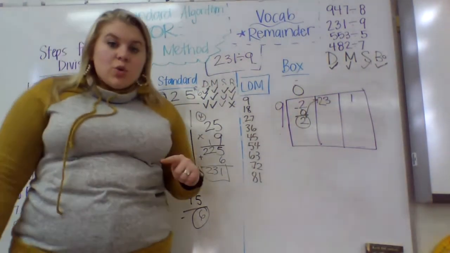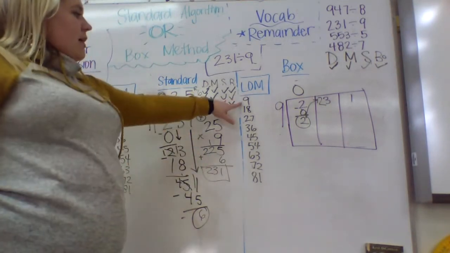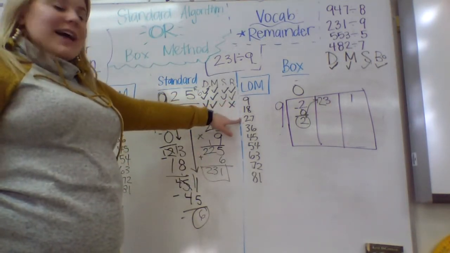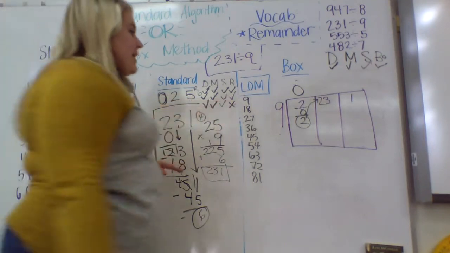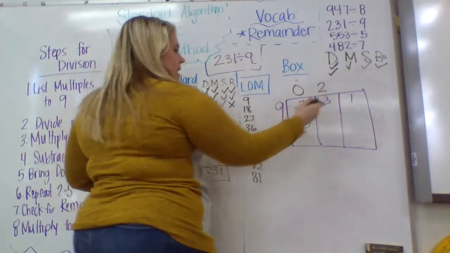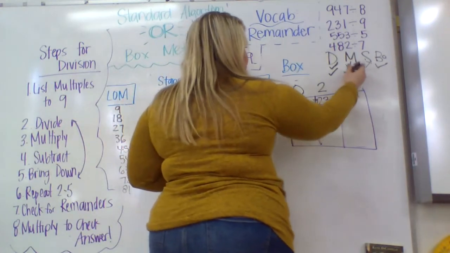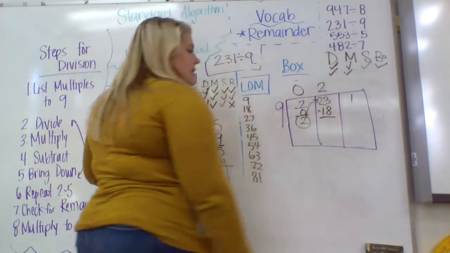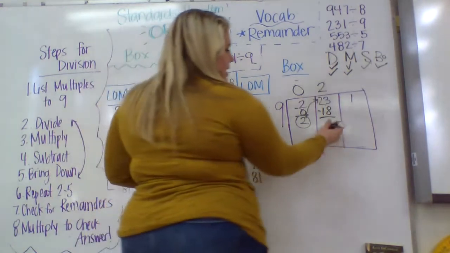How close can I get to 23 without going over? 9, 18, 27. That's too much. I've got to jump back to 18, and that is 2 times. 2 times 9 is 18. When I subtract 23 minus 18, I get 5.